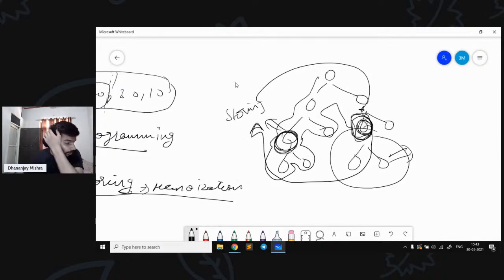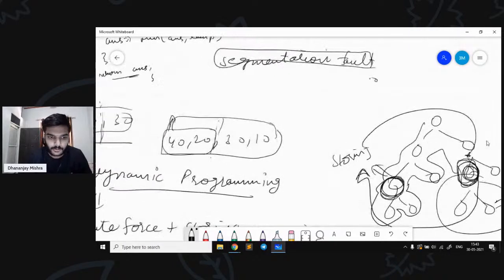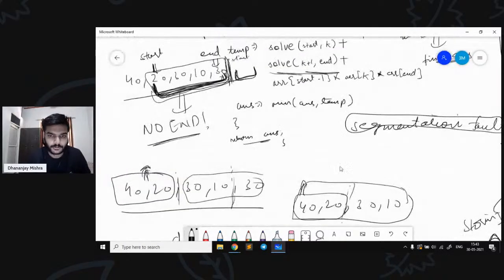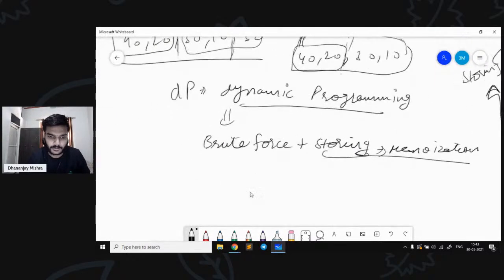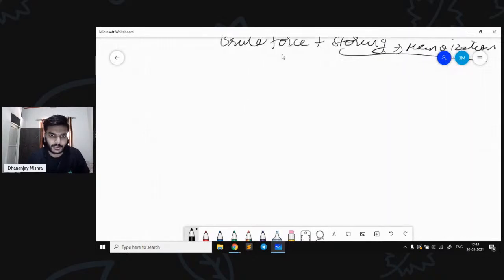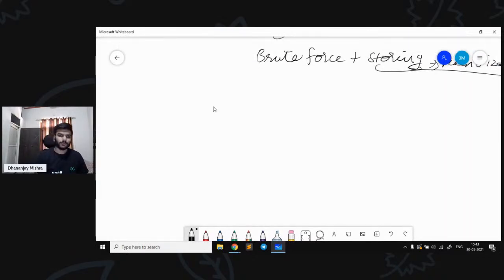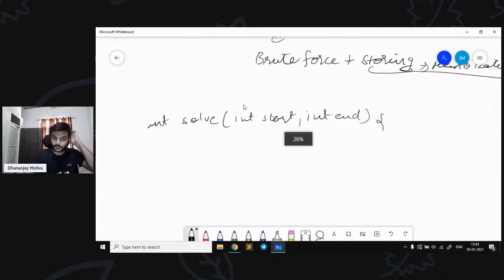So let us now see all the changes we will be making in our recursive code. Where was our recursive code? Yeah, I will add my recursive code again so it looks nice and clear. So this was our recursive code. I hope everything is clear up till now. We had this start and end.